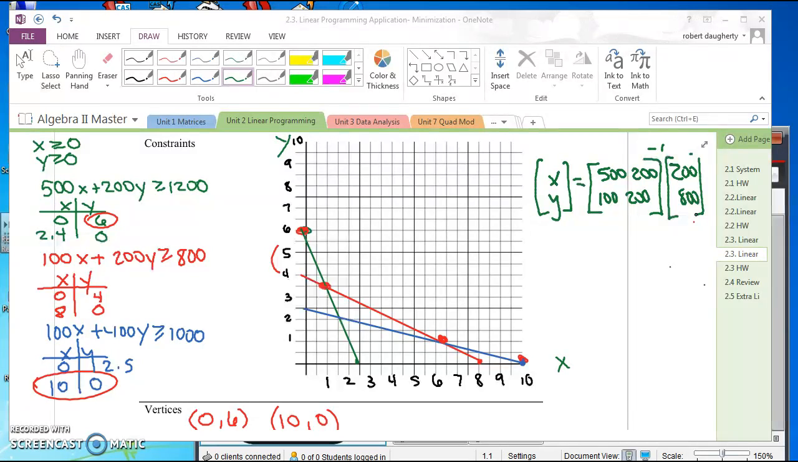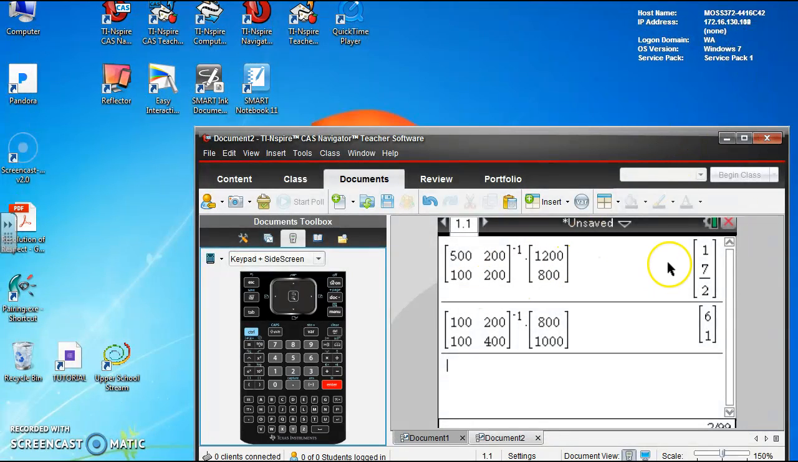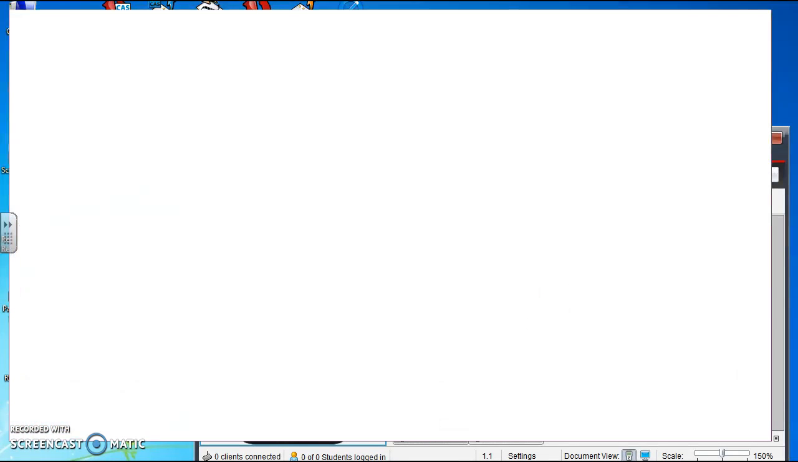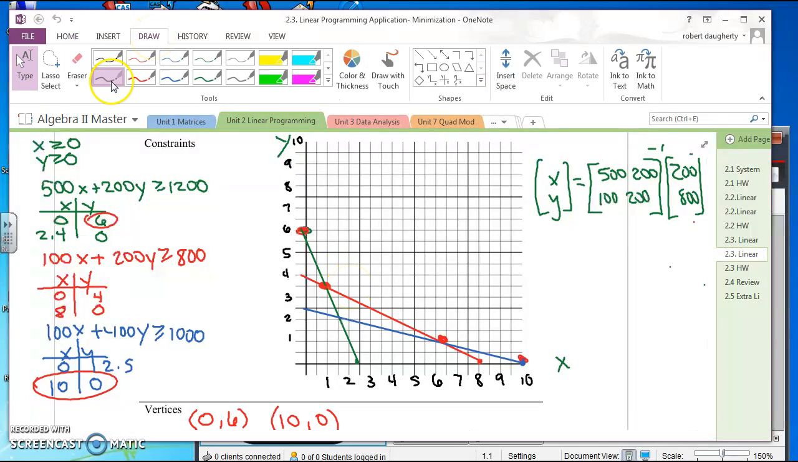And if I do that, I think I've already done that on my calculator. So if I look at that, that tells me 1, 3.5. So 1, 3.5 would be this point right here. That's the point 1 and 3.5.